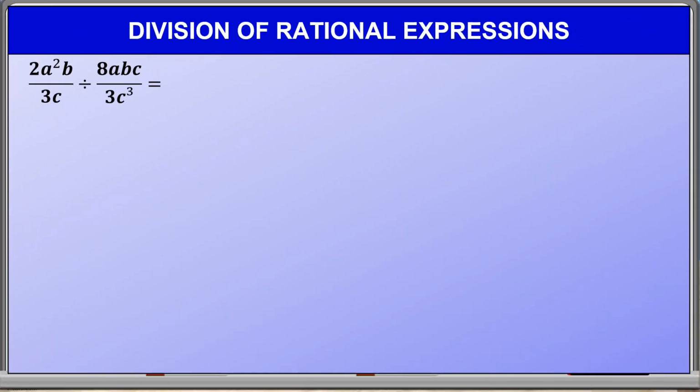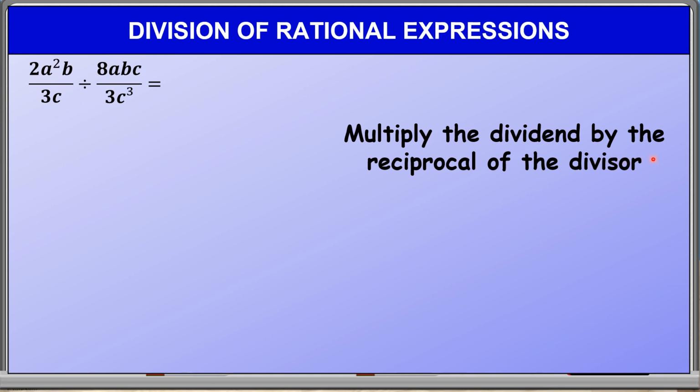Let's have this one. We need to divide this rational algebraic expression 2a squared b all over 3c divided by 8abc all over 3c cube. So, ano ba yung step 1 natin? You multiply the dividend by the reciprocal of the divisor. Ano ba yung divisor na sinasabi niya? Ito po yon. Ang divisor na sinasabi niya, yung second rae na nakikita nyo, yung dinidivide, okay? Tapos, papalitan mo yung sign ng division to multiplication.